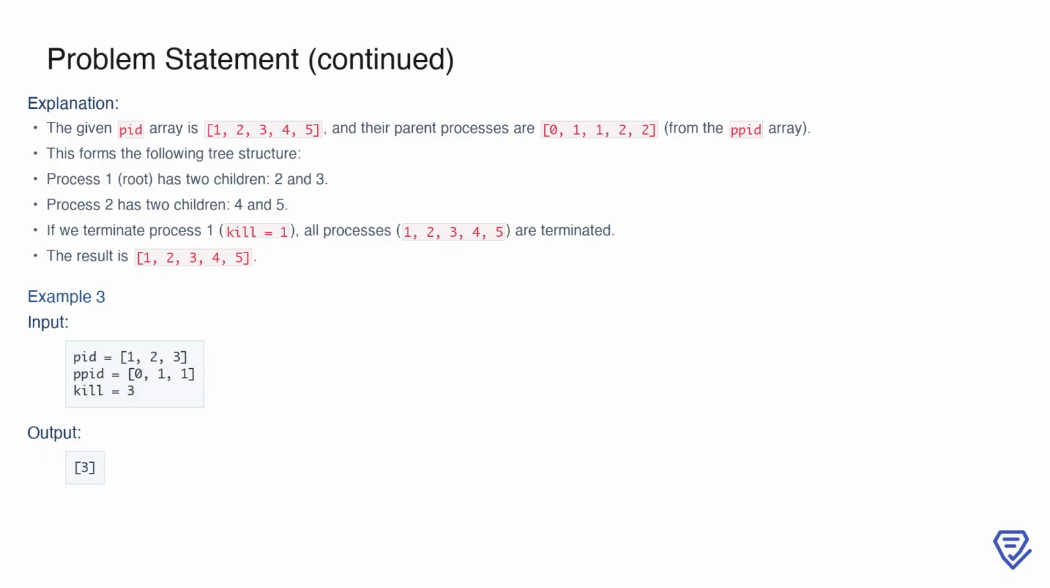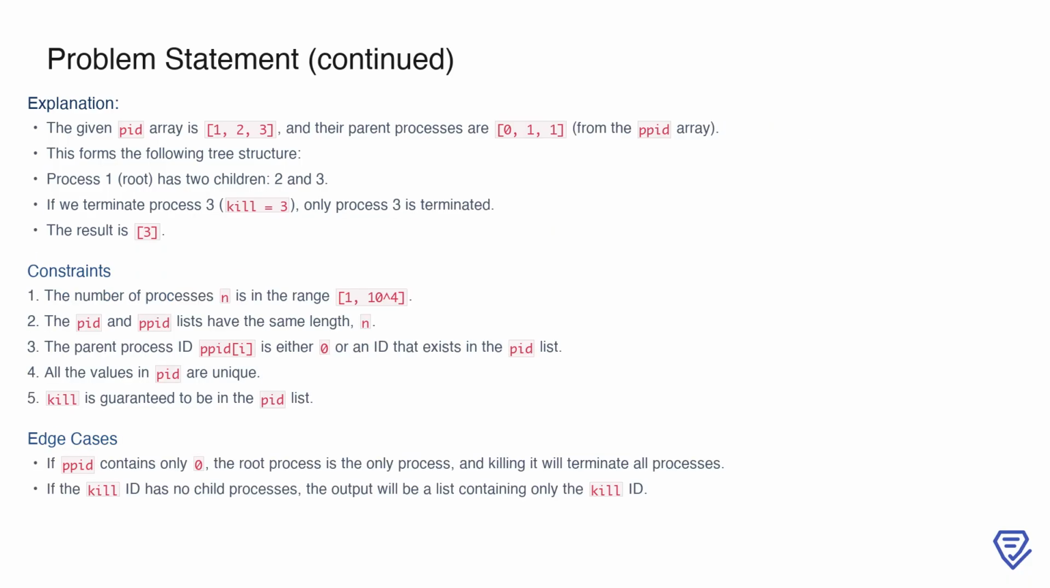In yet another example, the PID array is 1, 2, 3, and the PPID array is 0, 1, 1. This creates a simpler tree structure where process 1 is the root, and it has two children, processes 2 and 3. If we terminate process 3, there are no child processes under it. Therefore, only process 3 is terminated, and the output is 3. This demonstrates a case where the kill process has no dependencies, making the output straightforward.